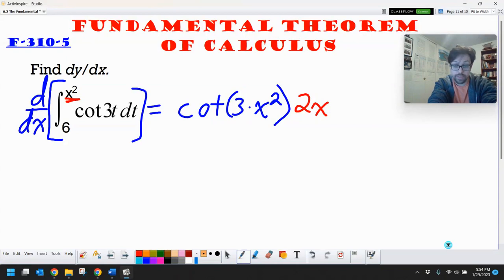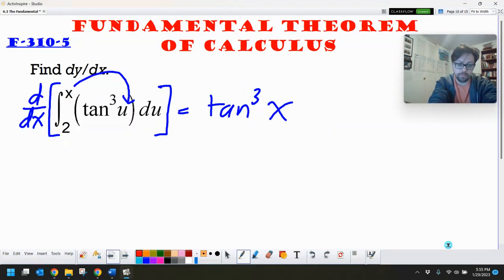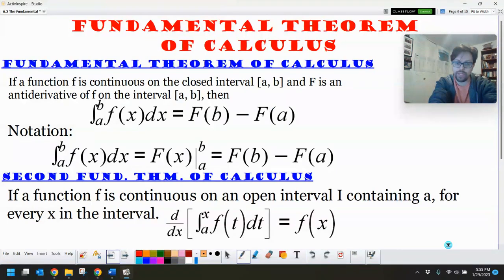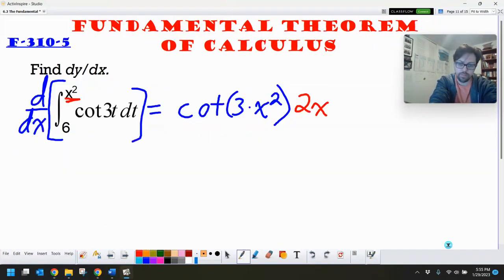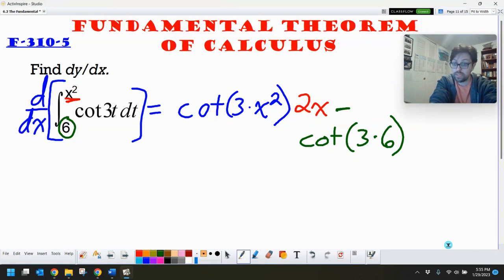Now, what about that 6? Let's think back to the fundamental theorem saying that we want to do whatever is on the top minus whatever is on the bottom. So let's actually do that this time and subtract what is on the bottom, doing that same trick with this number on the bottom. That would be cotangent of 3 times 6, just plugging in that 6 where that t was. Again, I'm not changing cotangent, because I'm basically being asked to find the antiderivative of it and then find the derivative of it again. Really done nothing if I antiderive and derive.